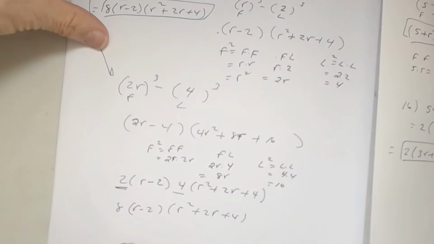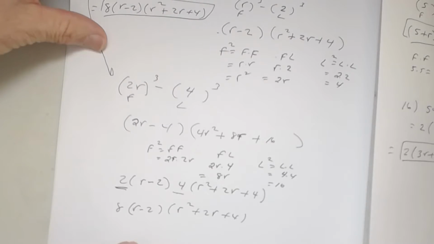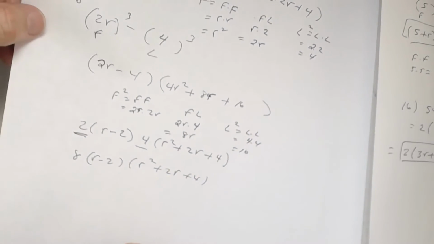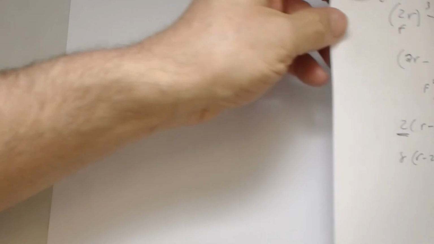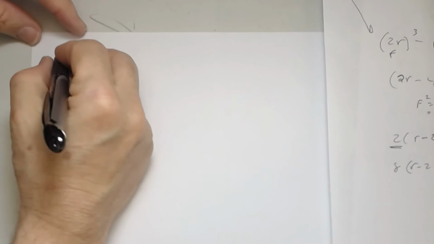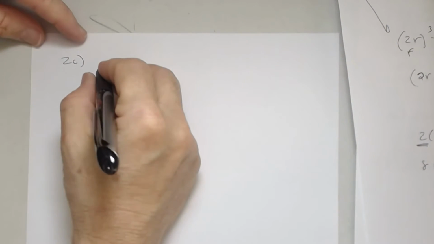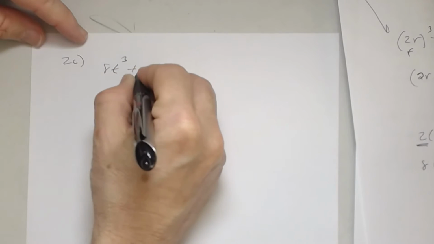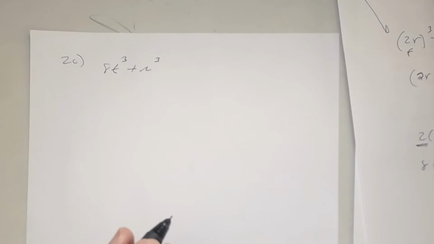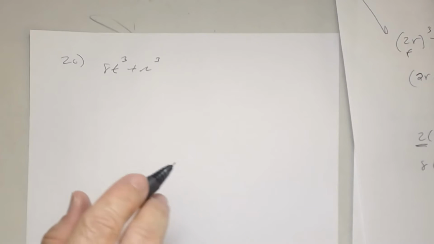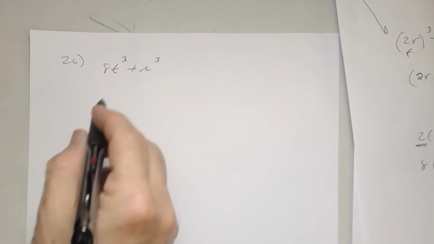All right, and then this is number 20. So number 20, did we do number 20? I don't think so. Okay, no. Number 20, you have 8t cubed plus s cubed. Okay, sum of two cubes. The GCF is 1.